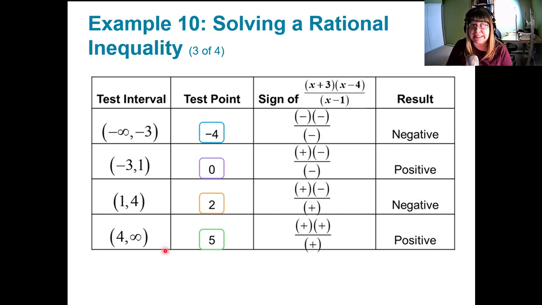Last region that we need to test. I'm just going to choose 5. You could have chosen 10, 100, whatever you wanted to do. I chose 5. 5 plus 3 is 8, which is positive. 5 minus 4 is 1, which is positive. 5 minus 1 is 4, which is positive. So all of these positives stay positive.